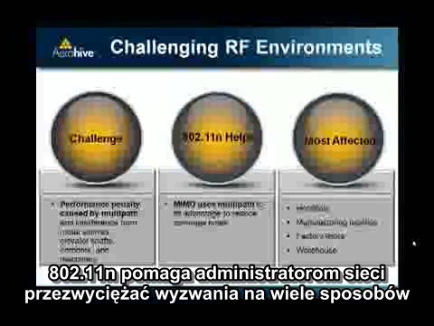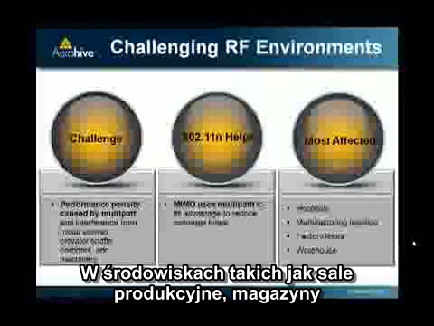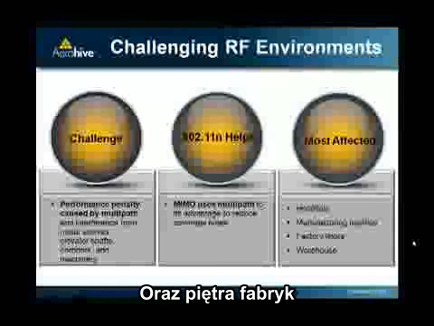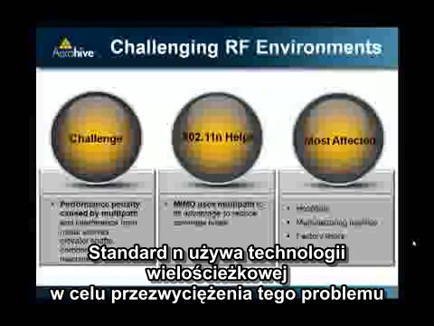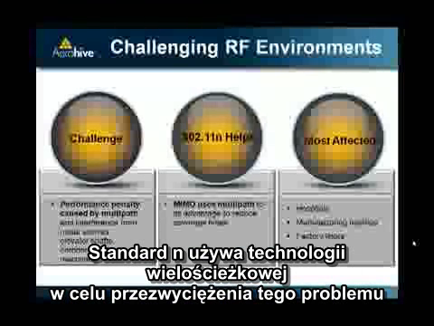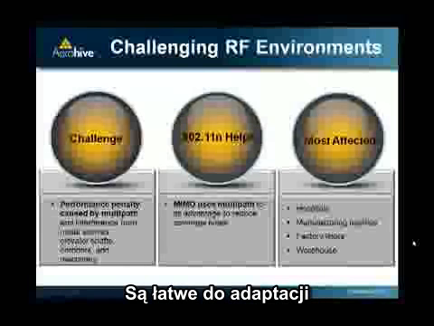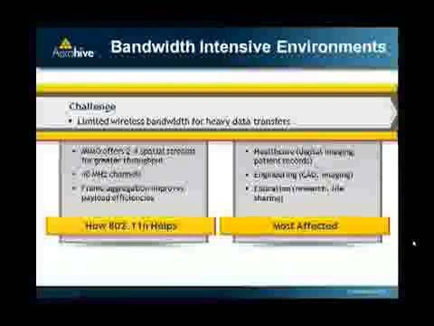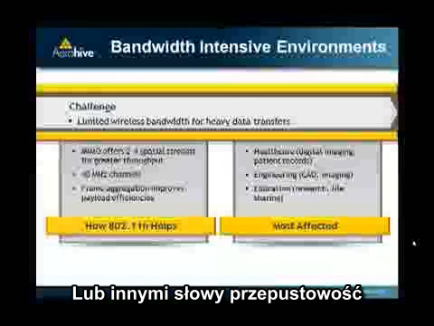802.11n helps network designers overcome challenges in a variety of ways. In environments such as manufacturing facilities, warehouses, and on factory floors, multipath problems can be overwhelming to the point where Wi-Fi systems perform very poorly and some applications may not work at all. MIMO technology uses multipath to its advantage, so RF environments that we used to consider harsh are now quite easy to accommodate. Another major challenge is that of bandwidth, or you might say throughput.